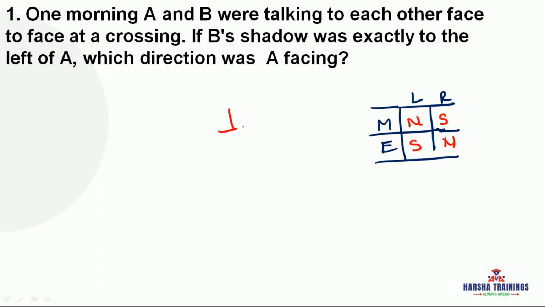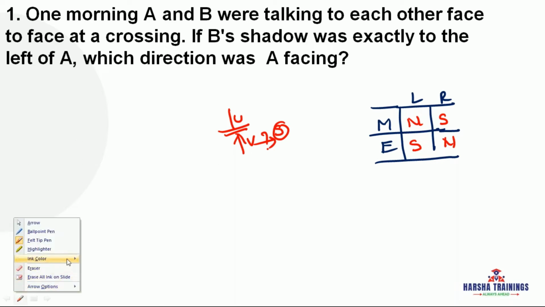Okay, so one morning Uday and Vishal were talking to each other face to face at a crossing. Uday's shadow was exactly Vishal's right hand side. In which direction Vishal facing now?